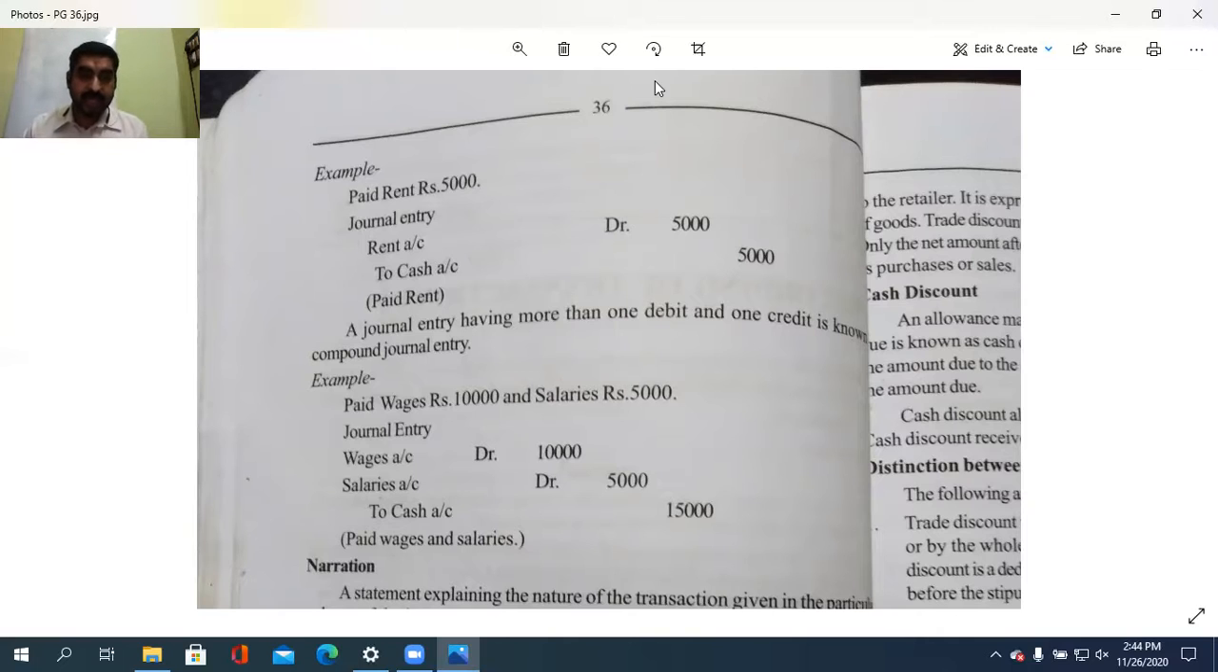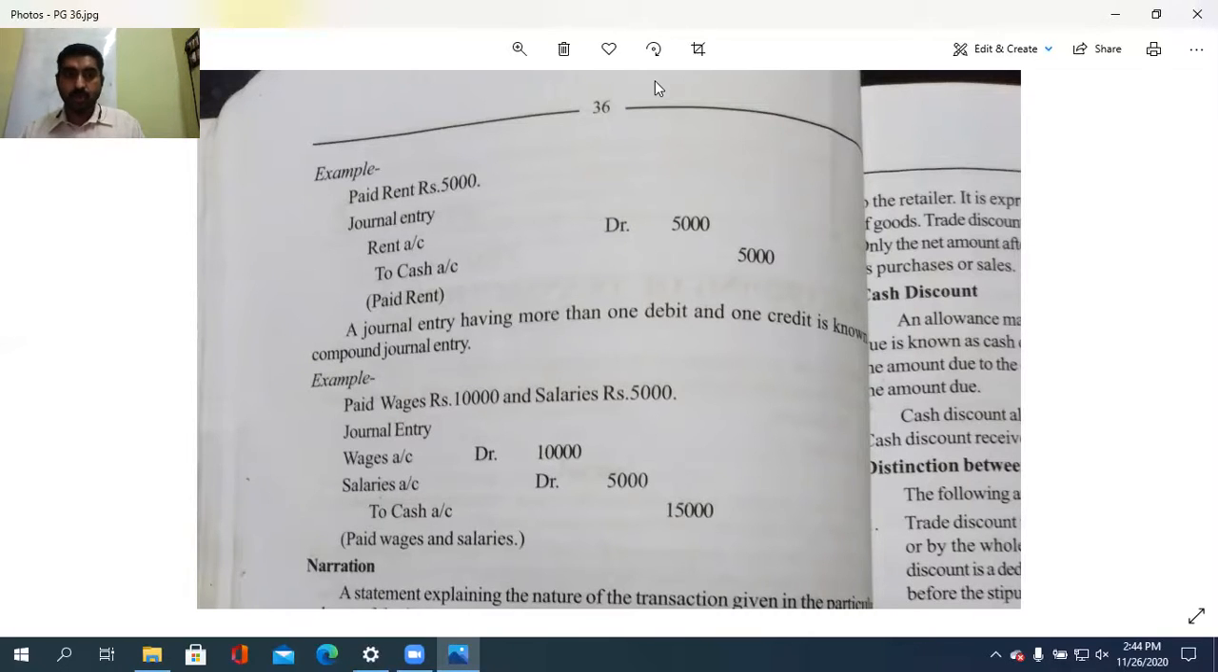While in the other case, a journal entry having more than one debit or credit is known as a compound journal entry. That is, paid wages 10,000 and salary 5,000. See the entry. Wages is an expenditure, salary is also an expenditure. Both are debited. What is paying? Cash is paying in the form of wages and salary. So cash is to be credited and wages and salary to be debited. So see how the entry is coming: wages account 10,000, salaries account 5,000, to cash account 15,000.